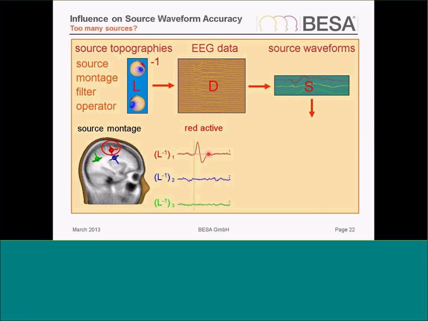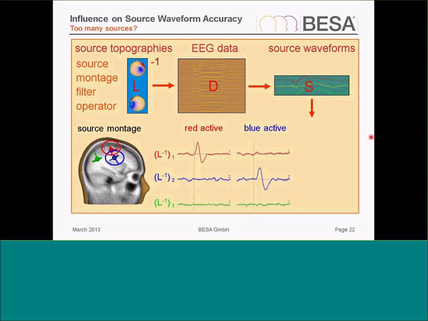Well, the inverse operator will achieve the result that the activity of the red source gets reconstructed well, and the other two sources will not show any activation because I've already modeled my activity correctly using the red source. If the blue source becomes active, then again the reconstruction will lead to a good reconstruction of the blue source activation, and I will have a silent red and green source.